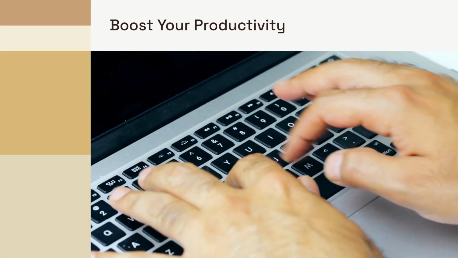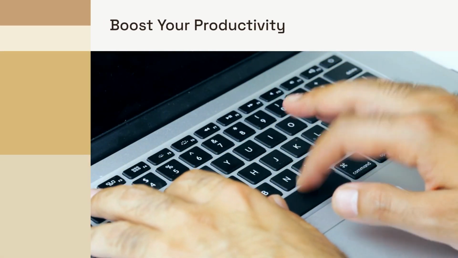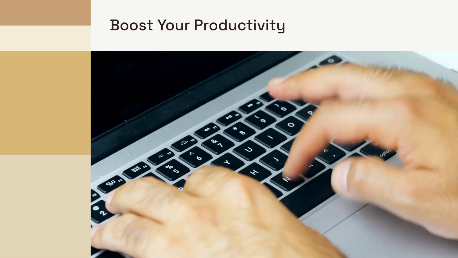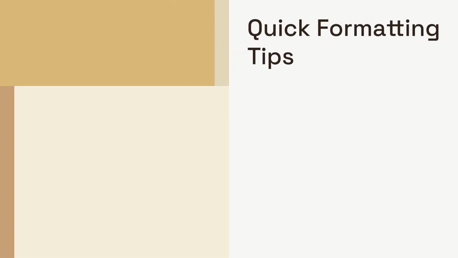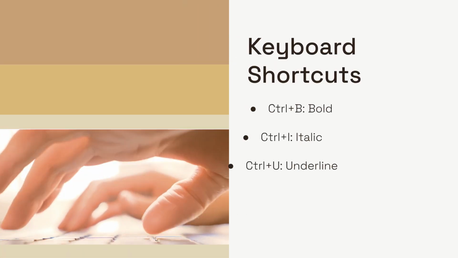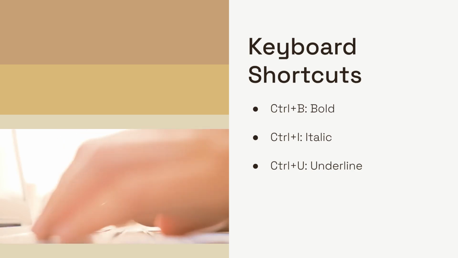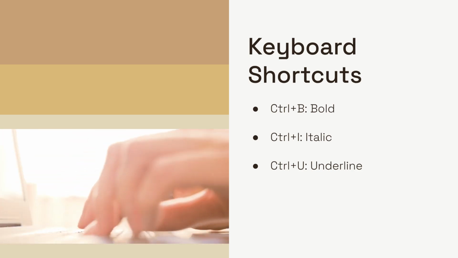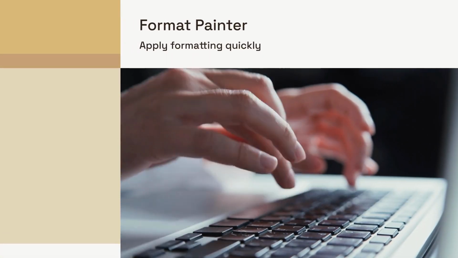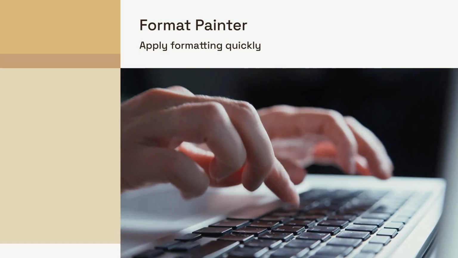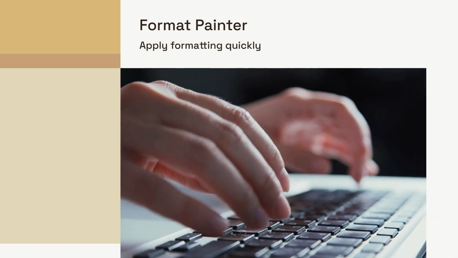Microsoft Word is a powerful tool, and with these tips, you'll learn how to maximize your productivity and create professional documents faster. Let's start with some quick formatting tips that can save you a significant amount of time. Mastering keyboard shortcuts is the easiest way to speed up common actions like applying bold, italic, or underline formatting. The Format Painter is your best friend for applying the same formatting to multiple pieces of text. Double-click it to apply repeatedly.